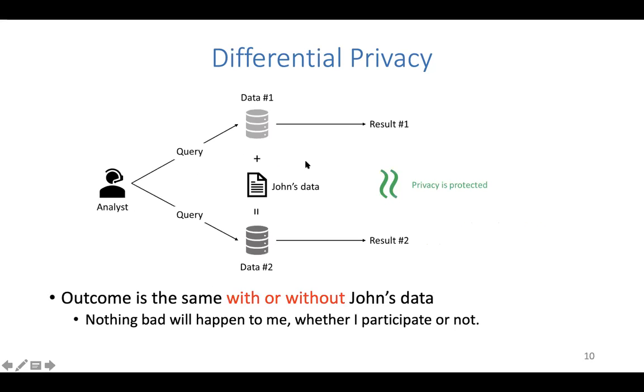So in this case, when result number 1 and result number 2 are approximately the same, it means that the outcome is the same with or without John's data. So adding John's data to data number 1 didn't make a significant impact. That is why the two results are about the same.